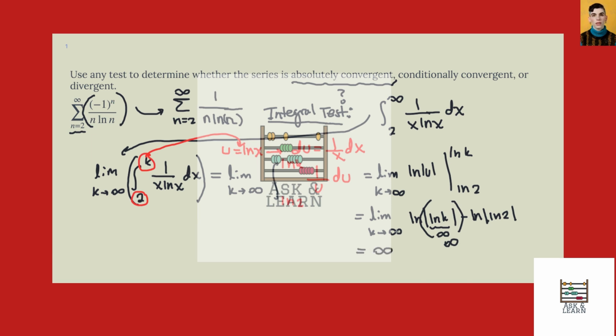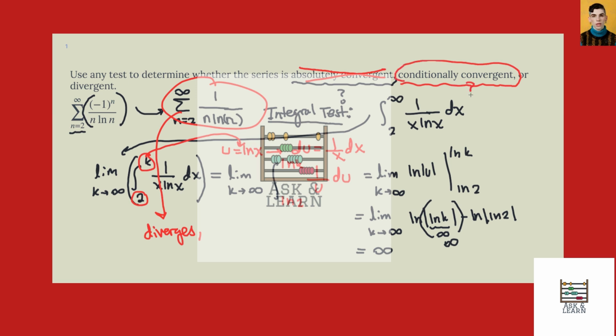So the integral does not converge. This means that this series over here, not the original, but the modified one, this one diverges. So we can say that our original series is not absolutely convergent. But then it's possible that it's still conditionally convergent. So let's go ahead and check this. Let me go on to the next page.